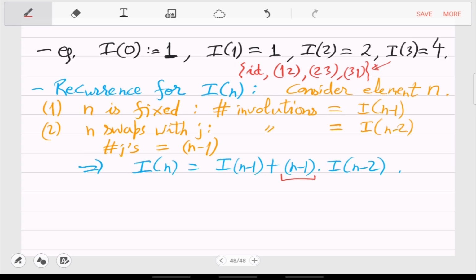Just to understand more properties of In, this is non-constant. But as an exercise, you can try to show that for n at least 2, In is an even number.